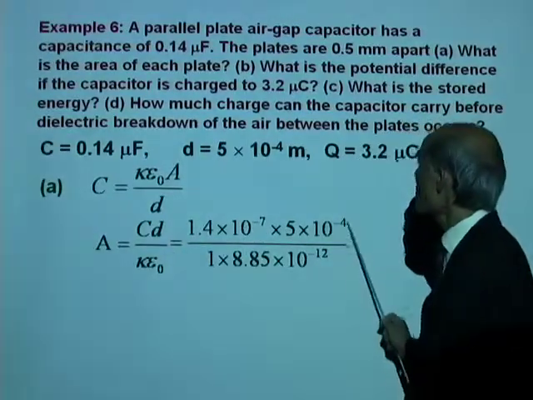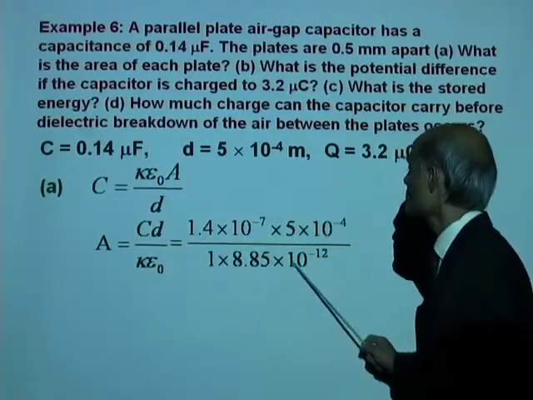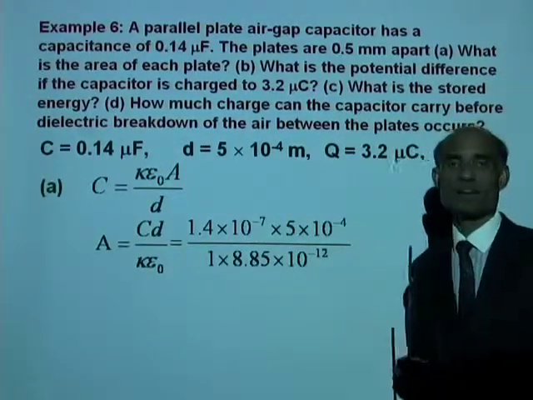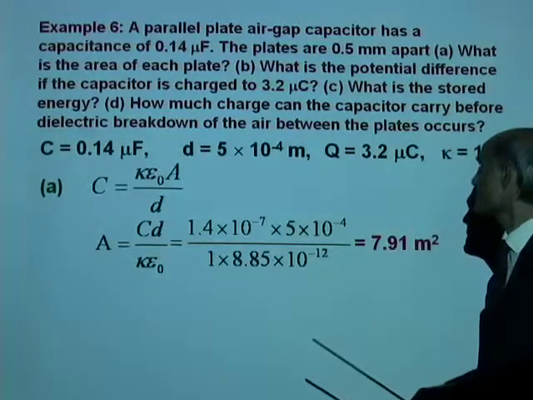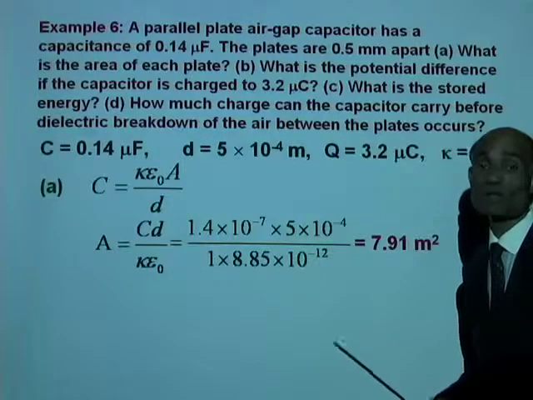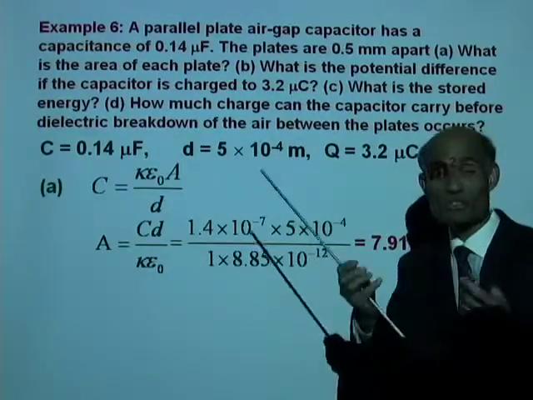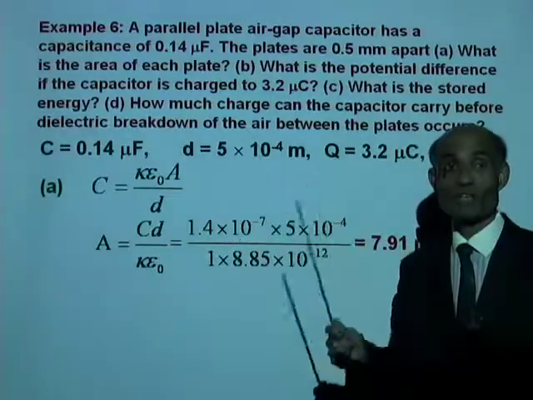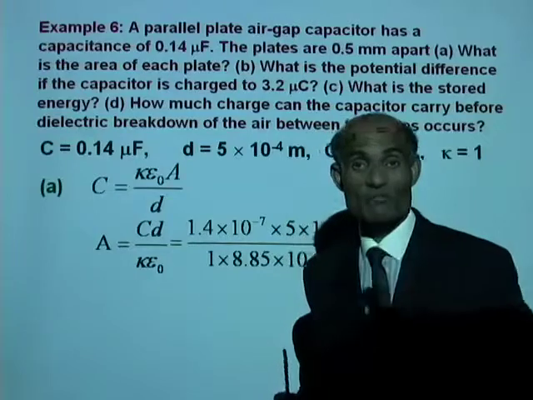D is the plate separation, kappa is 1 and epsilon naught is the usual value. And that gives you the area as 7.91 meters squared. You notice that the area of the parallel plate capacitors has to be fairly large to construct capacitors of significant value.